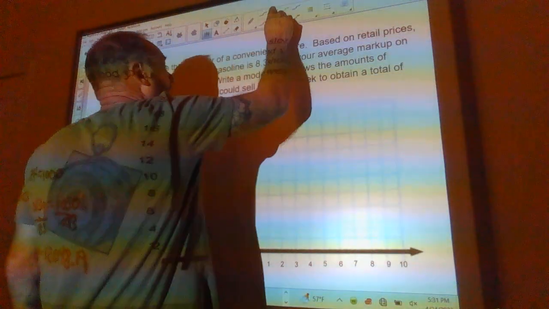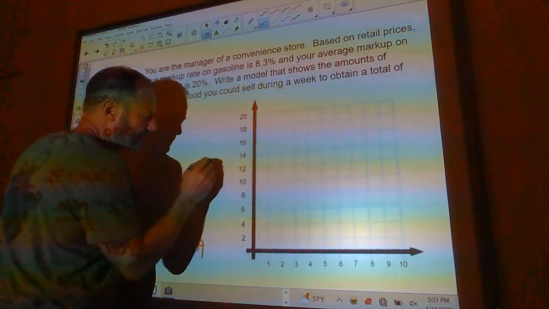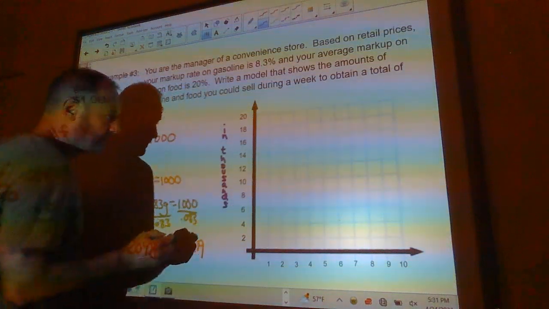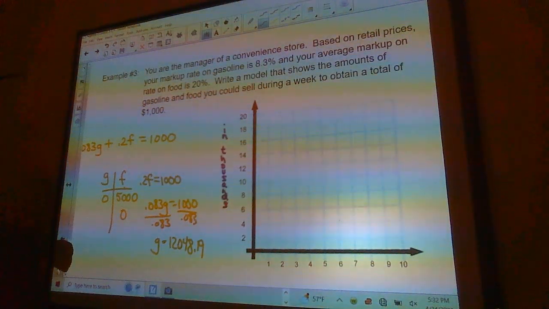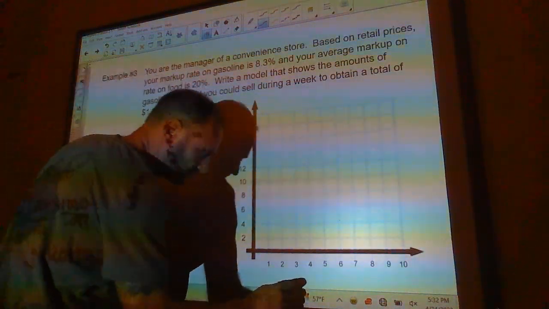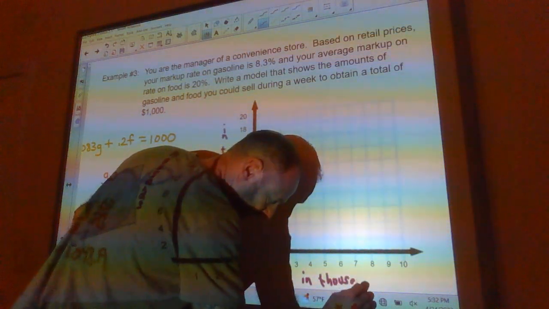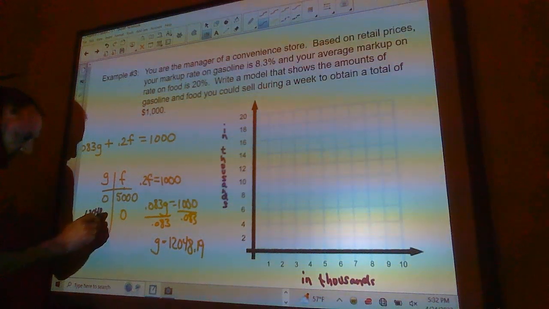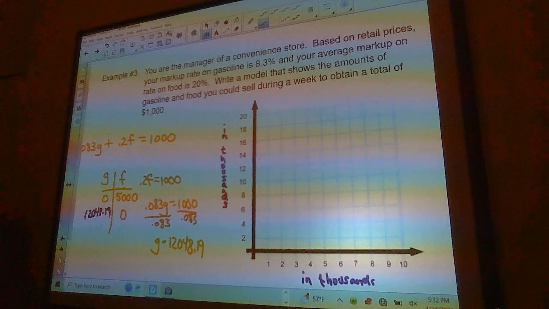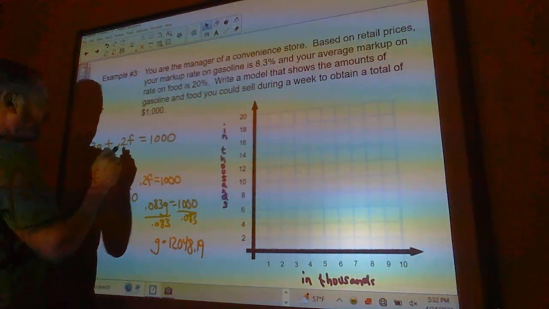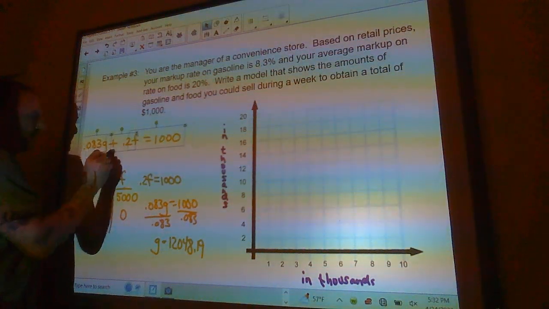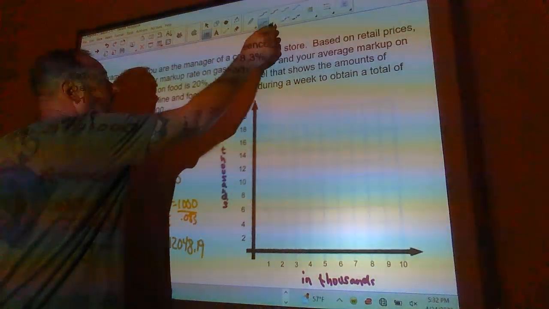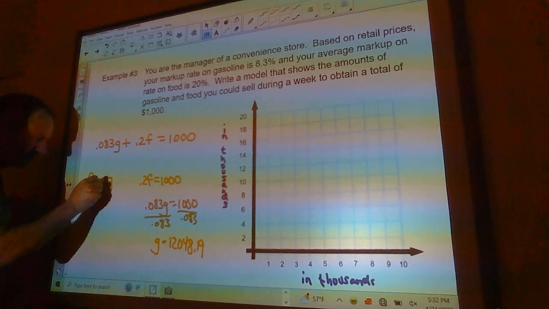This is in thousands, so I should write in thousands along here. Okay. And then, so then this is also going to be in thousands. Okay, so this is going to be 12,048.19. Uh-oh, I got my X and Y's backwards here. So, yeah, this should have been, oops. Here, let's just do this. Let's turn this around. So it's F and G like this.